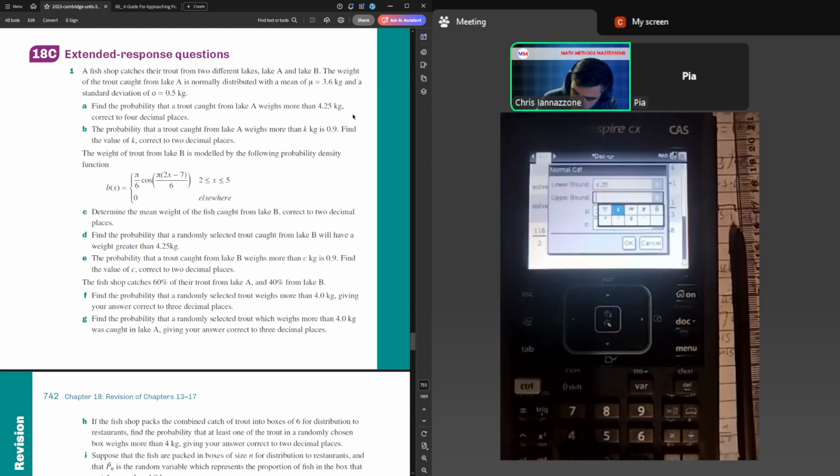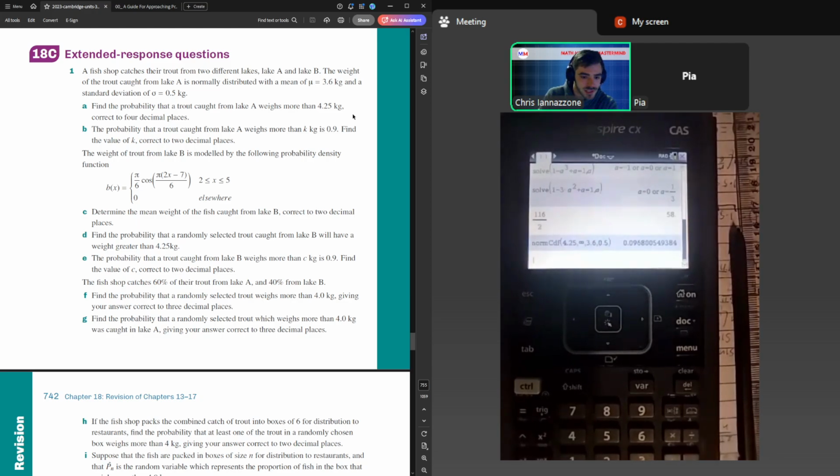A key nuance of normal distribution is that you put infinity as an upper or lower bound if it's not already capped. If this had instead said between 4.25 and 5, then you would do 4.25 and 5. But if there's no known cap, you put infinity. And that's pretty much it. You get your number and round it to 4 decimal places. Fair enough? Yeah. Sweet.